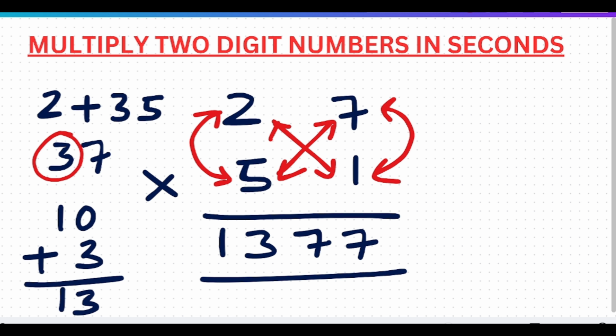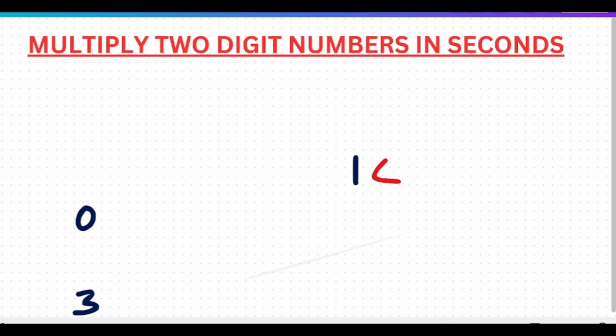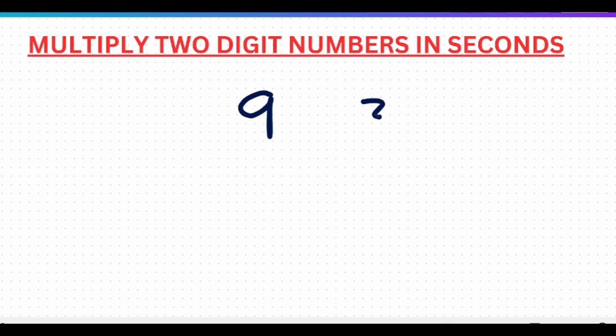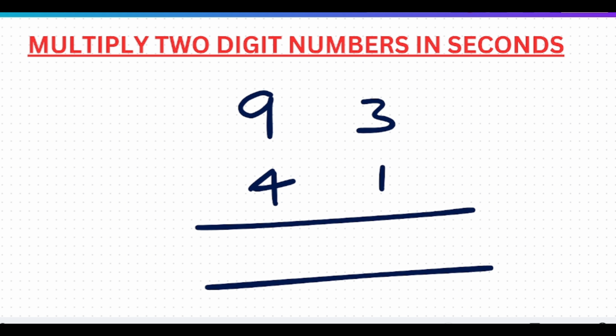Let's do the next question. Now, question 2, let's multiply 93 with 41. These two are two-digit numbers. Now let's multiply and see what the answer is. As you know, the first step is we multiply the numbers on the right. So you multiply 3 by 1. 3 times 1 is 3, so you write it here.